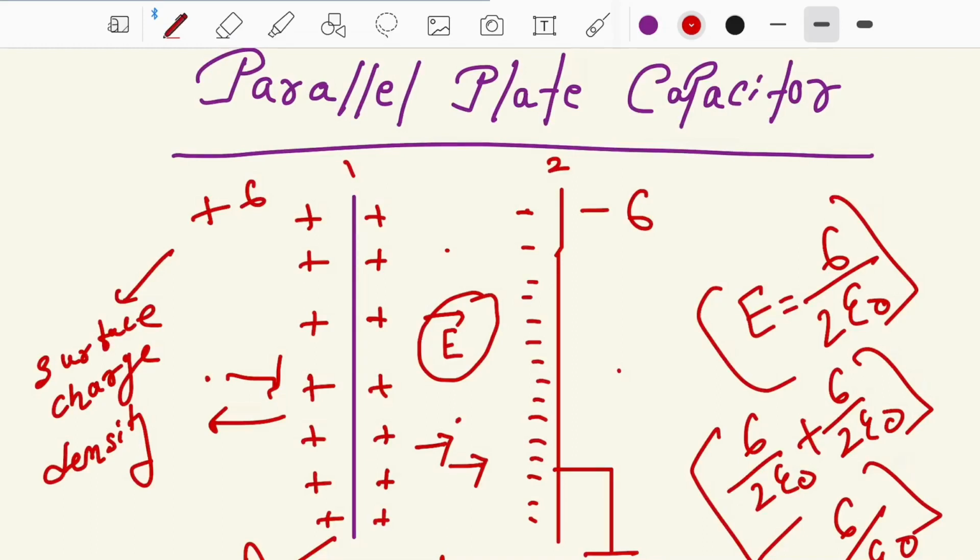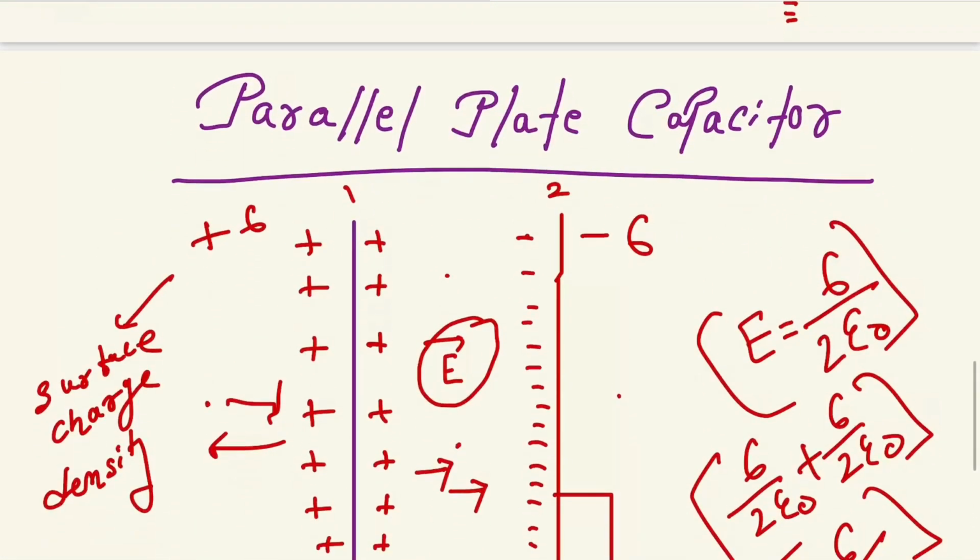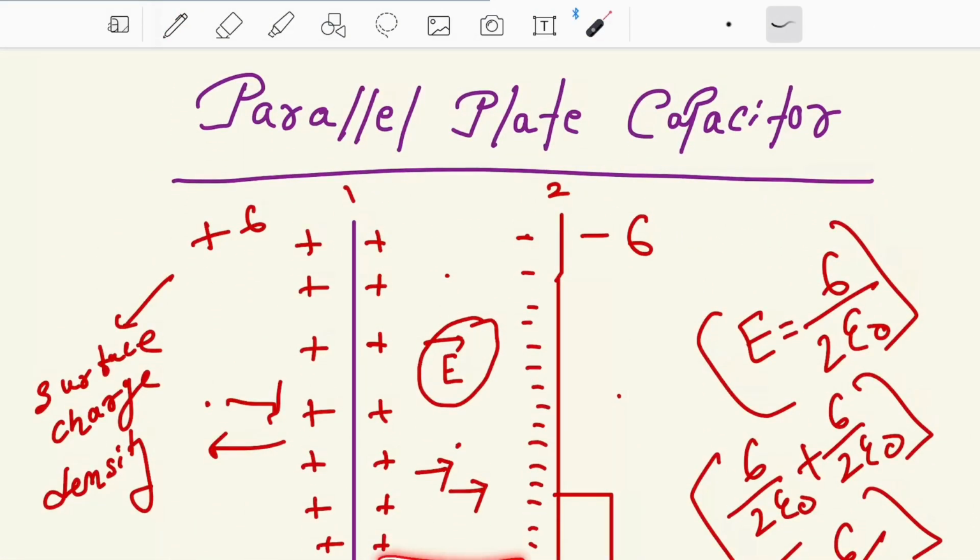Now what is the capacitance? You can see here, this is the distance between the conductors, and this is the area.